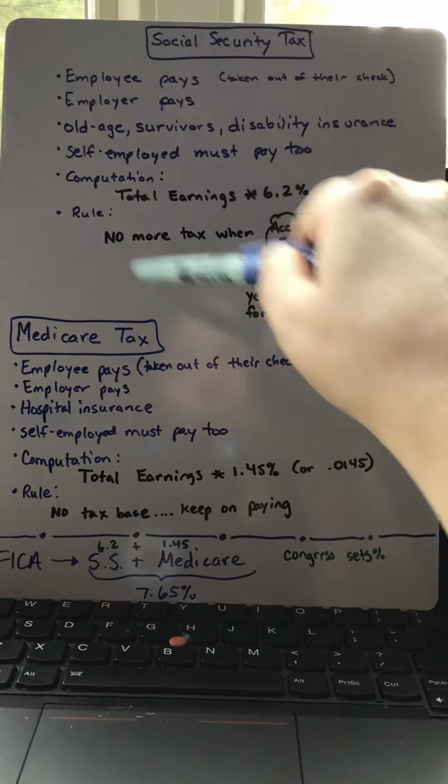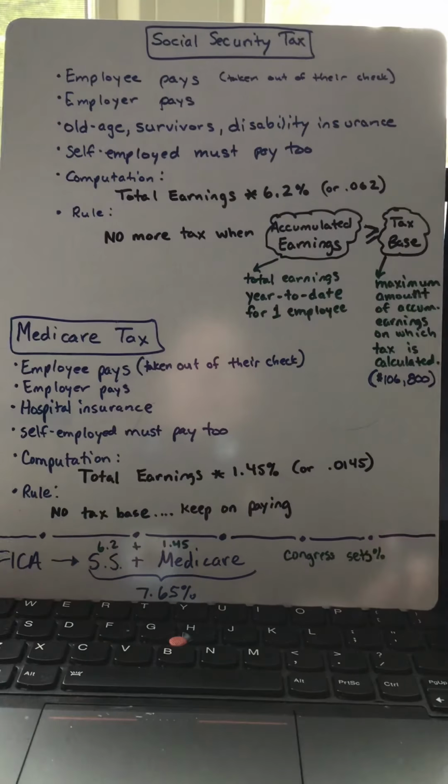So what that's trying to say to you is that once I make $106,800, I no longer pay anything in, nor does my employer pay anything in for me. Okay, so they're saying we'll force you to save up to a certain percentage, but once you're making that much money, you don't need to save anymore.